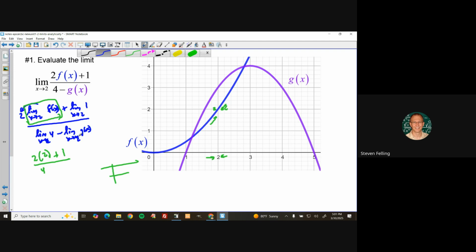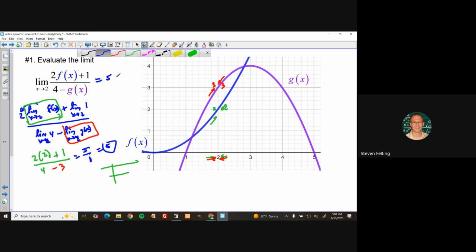And the limit as x approaches 2 of g of x means for this limit, we're going to go to the g of f function, this purple function, and say x is approaching 2. Looks like the y is approaching 3 from both sides here. So that's going to be minus a 3. And that means we have 4 plus 1 is 5. 4 minus 3 is 1. So this limit is 5. This limit is equal to 5.